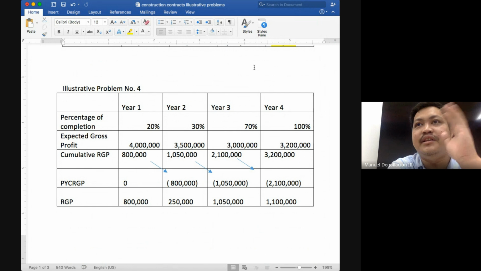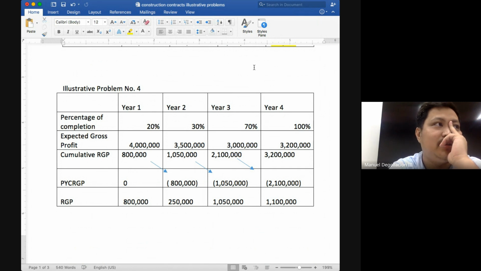Plus, let's now try the alternative solution that we mentioned before. How much is the increase in the percentage of completion in year 2? 10%. From 20%, it's now 30%. So there's a 10% increase. And in the previous problems, what did we do? Which worked? Just multiply the 10% with the expected gross profit.